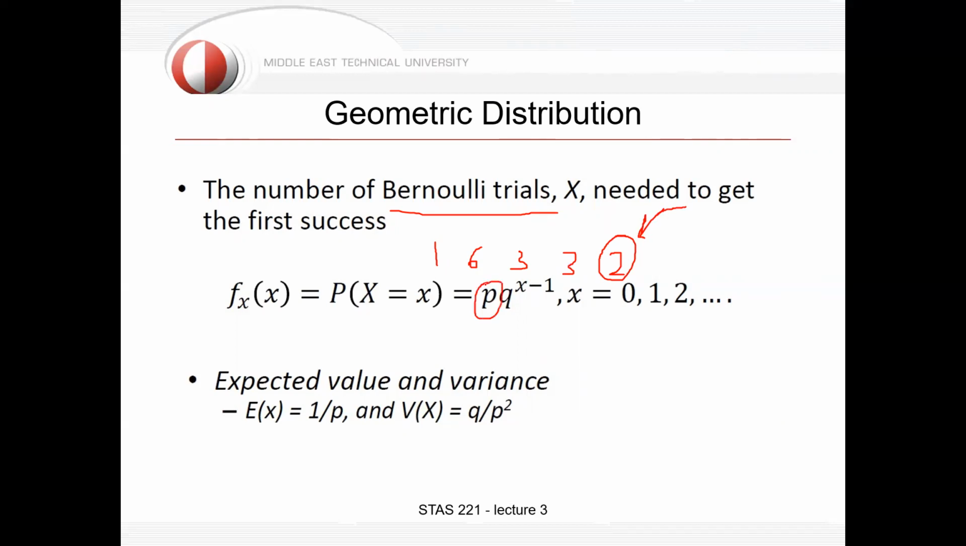So by considering success as P, you don't have any power for P because it happens only once. As soon as you reach this one, you don't continue your trials. And that's why for Q, the power of that is x minus 1, and the 1 is from here. The complement of this one is shown here. Okay, so expected value of x in terms of geometric distribution is 1 over p, and q over p squared is the variance.